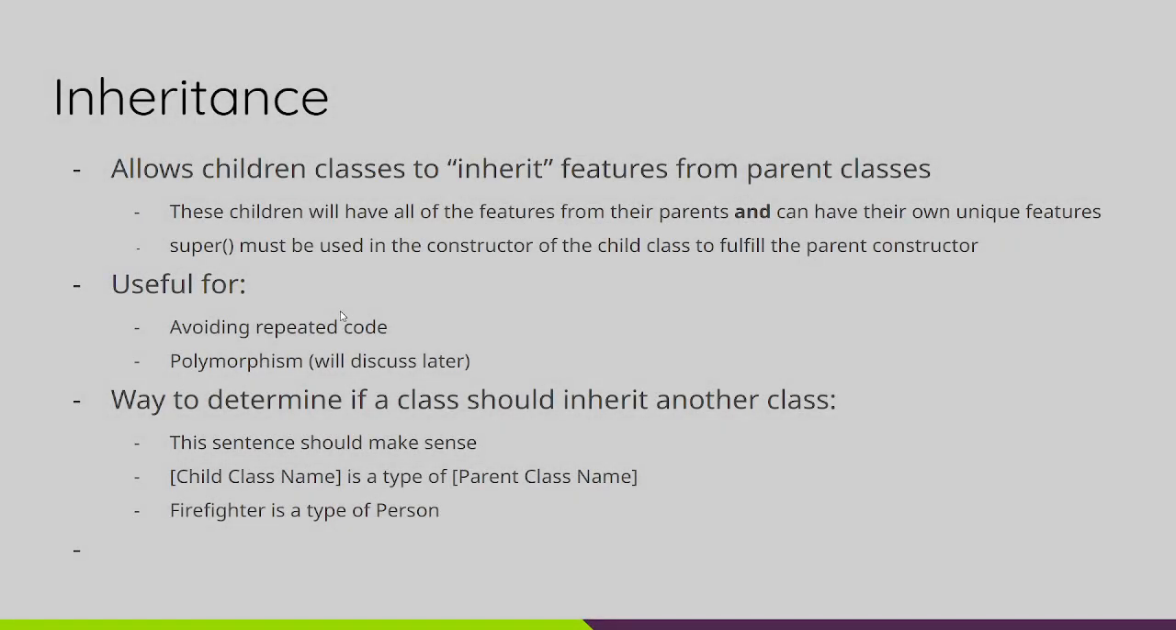So inheritance allows the children classes, which are subclasses, to inherit the features of parent classes. This is useful so you don't have to rewrite all your code, and also for polymorphism, which will be discussed later. If you want to determine whether or not a class should inherit another class, it should probably make sense first of all. Like if I have a class of a car, then a logical child class would be a Ferrari or a Jeep, not an adult human.